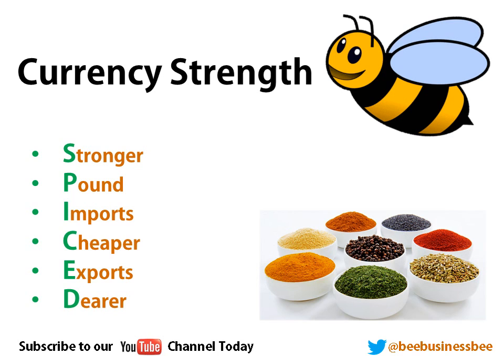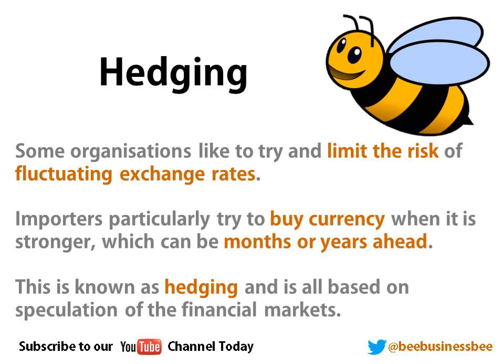Now, let's be honest about this. Some organisations do not leave this to chance, because this is business. They take part in something called hedging. Now, hedging is a nice, fancy economic term which is all about limiting the risk of fluctuating exchange rates. Importers typically do this. Importers will tend to try and buy currency when it's strong. That can be months or years ahead.